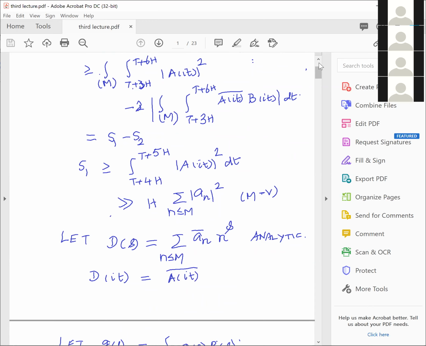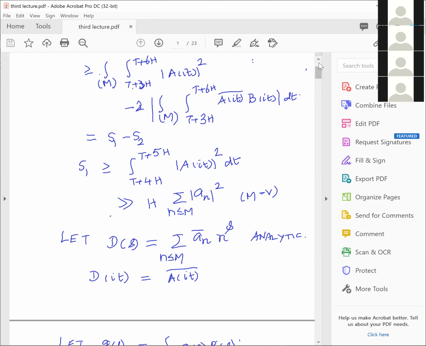And once you have that, and if you restrict that function to it, that is precisely a of it bar, and therefore consequently this a of it bar can be replaced by d of it. Now d is an analytic function, and b is also an analytic function even though it is not given by a convergent Dirichlet series, and then I can move the line of integration.